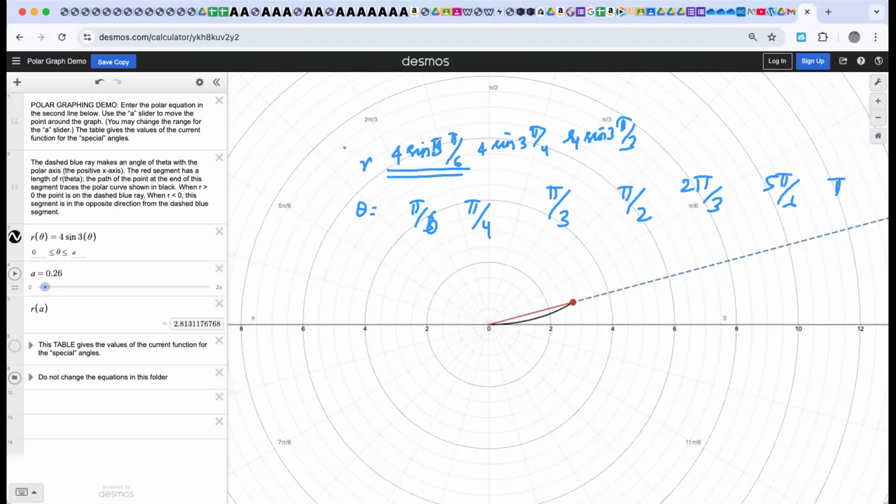What should be 4? So this would be 4 sine pi by 2. So this has to be what? 3 theta, right? 3 theta. 4 sine pi by 6 to 4 sine pi by 2. So what do you get the value of this pi by 6?